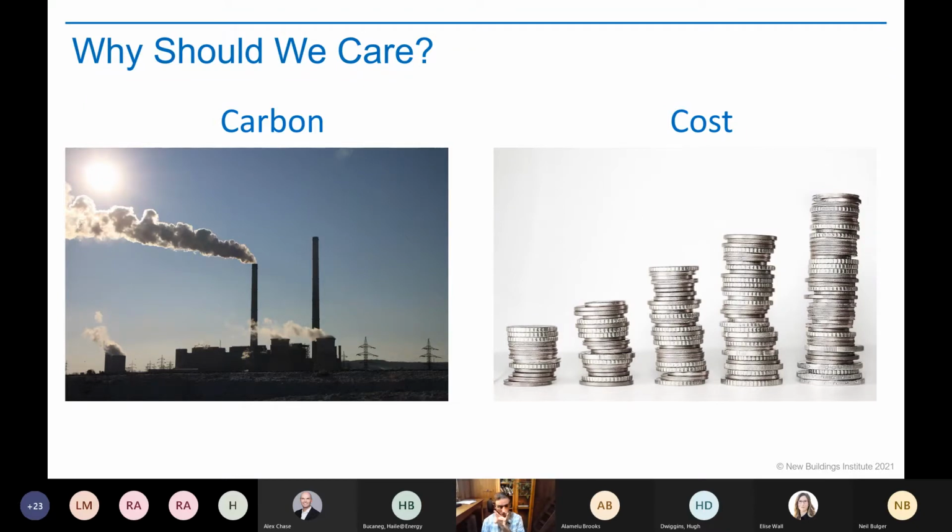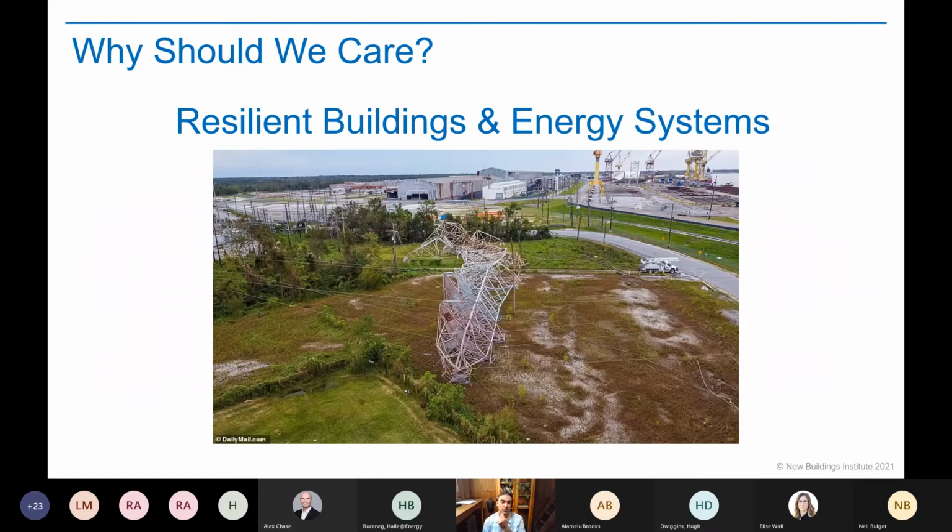I would add a third also. This is a picture from Louisiana from the recent hurricane, Ida, of a utility transmission pylon that got toppled in the hurricane down there. And so it is not only important to consider what getting to a zero carbon building or a building with really good building grid integration means in terms of carbon impacts or emissions and cost implications, but also how resilient is that particular building, and does it contribute to or detract from the resilience of the overall grid?